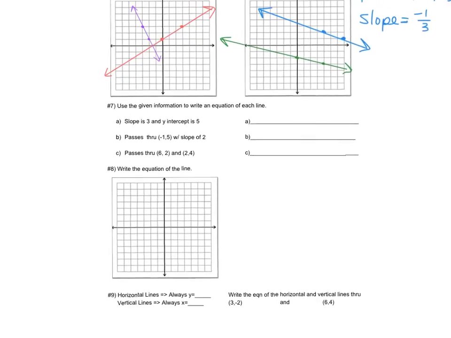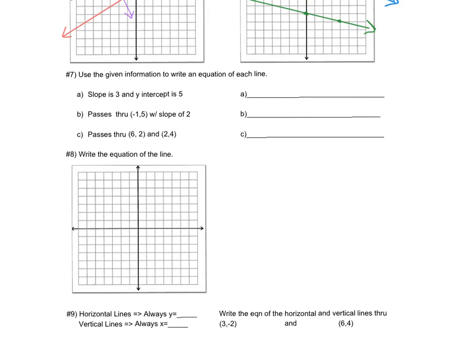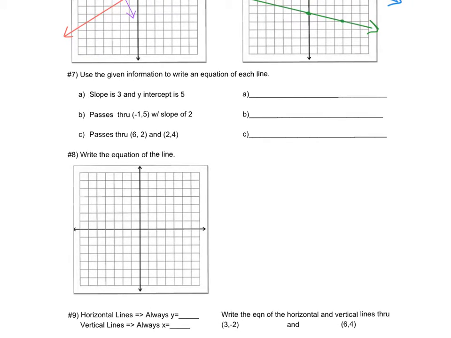All right, moving right along. We're gonna write 3 equations. The first one, a slope of 3 and a y-intercept of 5. Actually, let's put a little negative there. Y-intercept of negative 5. What's that going to look like?